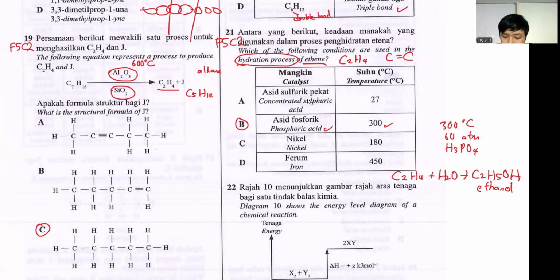A is esterification, where the catalyst is concentrated sulfuric acid. Yeah. Then C is hydrogenation. Yeah.